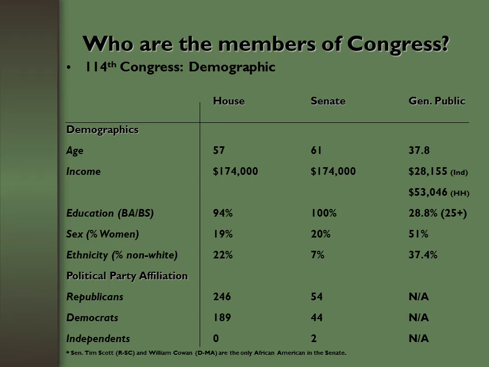So given this, folks, I think it's pretty apparent, right? If you go back to the initial question I asked you to think about in the beginning of this lecture, does Congress represent the American people? If you look simply at these demographics, the answer would be no. Clearly, members of Congress are much older. They are much more affluent. They are much more educated, and they're white.